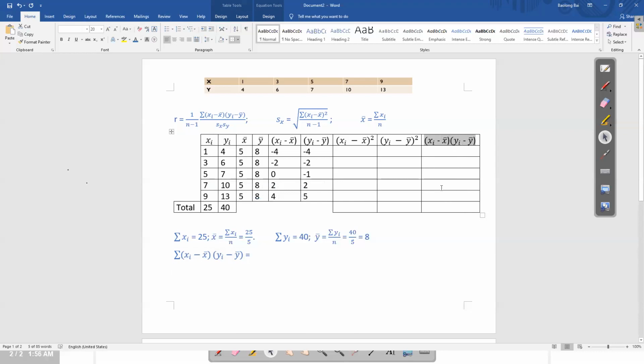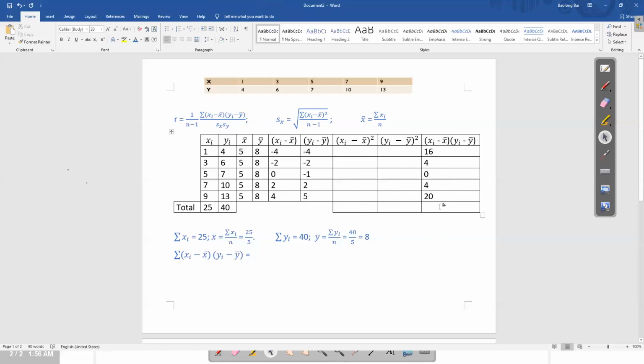Okay, and how do I fill this part out? So xi minus x bar from here, yi minus y bar in here, right? And this is a multiplication in between, right? So all we need to do is multiply the corresponding values here. So let's go ahead and do it. Negative 4 times negative 4, a negative and a negative become positive, right? So here you need to pay attention to signs. Negative 2 times negative 2, two negatives become positive, positive 4. And 0 times negative 1, 0 times anything equals 0. And then 2 times 2 equals 4. And then 4 times 5 equals 20, right?